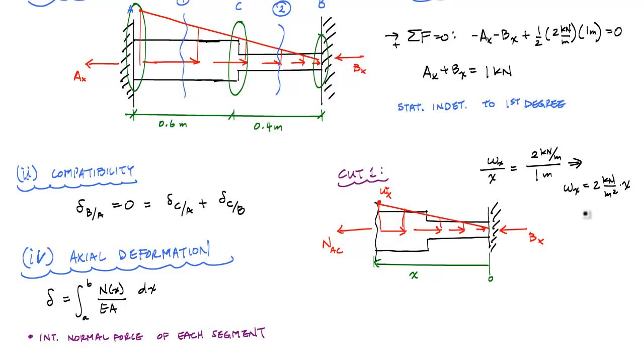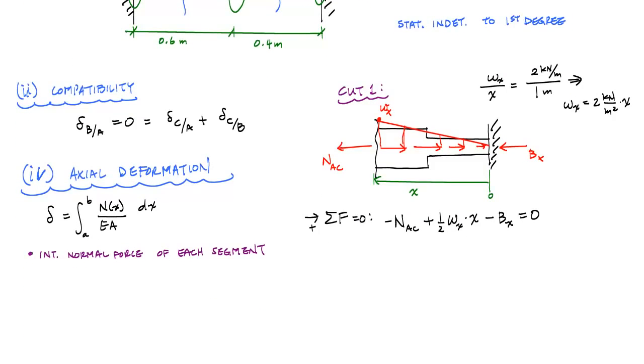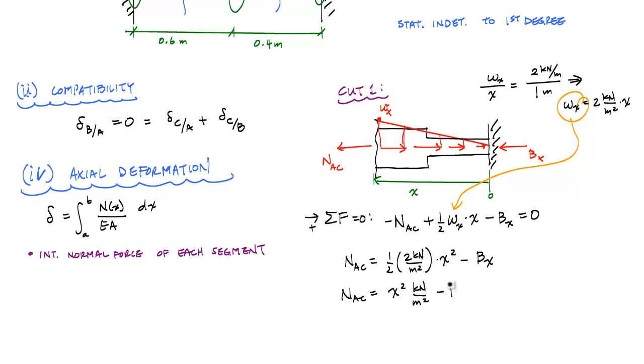And so now when I apply my equilibrium equation, I would say sum of the forces in the horizontal equals 0. I would have minus NAC plus 1/2 Wx times x, that's the area of this little triangle going on, minus Bx equals 0. And now I'm going to take this Wx and substitute it in here, and so now I'll have 1/2 times 2 kilonewtons per meter squared times x squared minus Bx, and that is just x squared kilonewton per meter squared minus Bx.